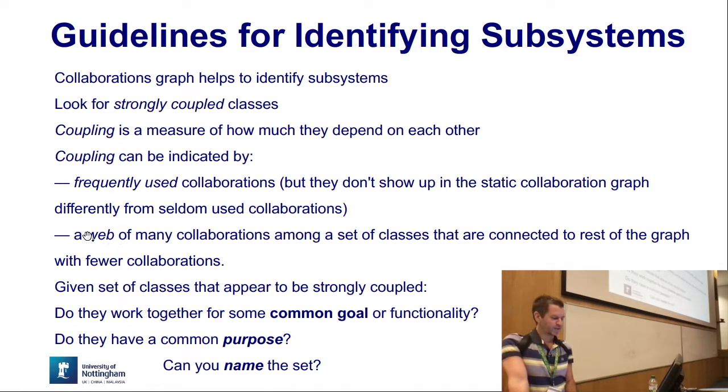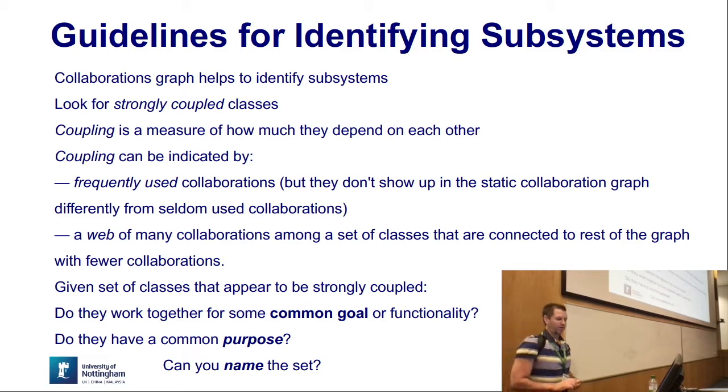This frequency concept is not really shown in our diagrams necessarily. Also, a strong coupling may show up as a web of many collaborations, like a small, fully connected graph, and then connecting to the rest of the software with fewer collaborations. Given a set of classes that appear to be strongly coupled, do they work together for some common goal? Do they have a common purpose? Can you name the set?